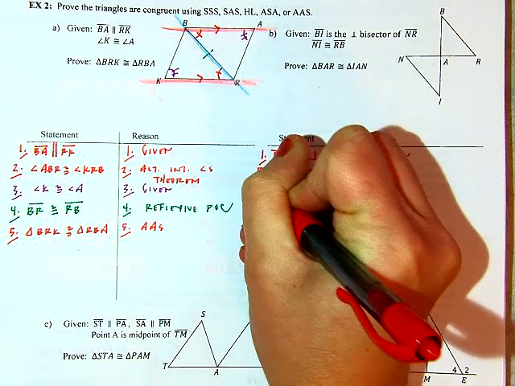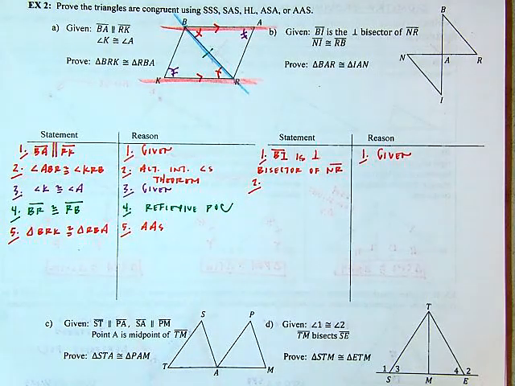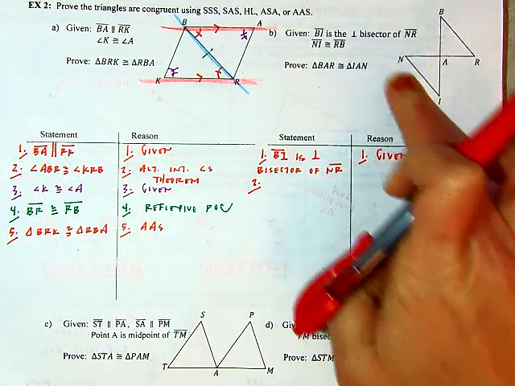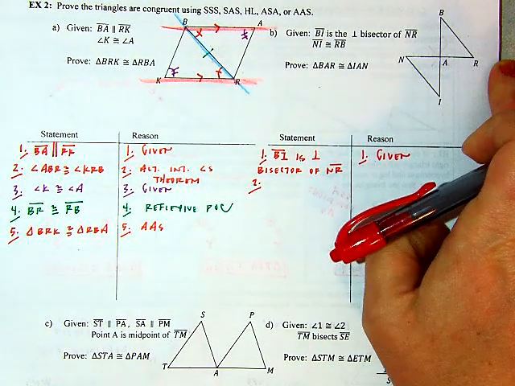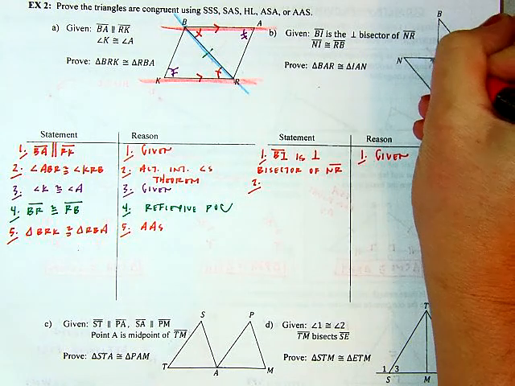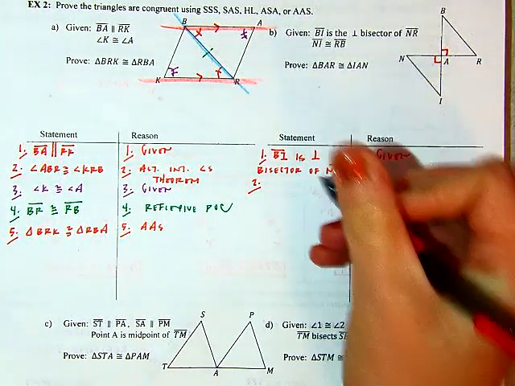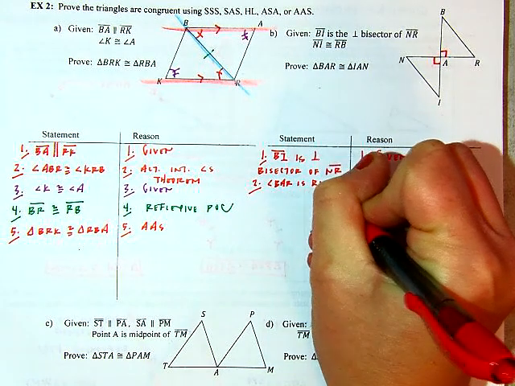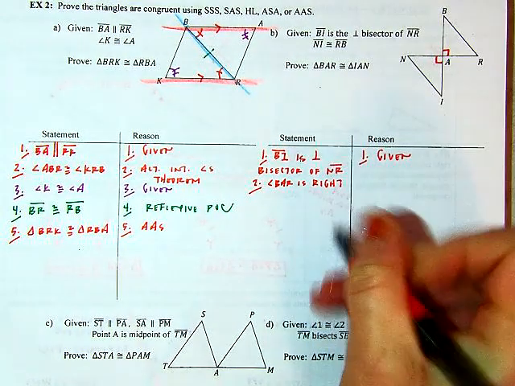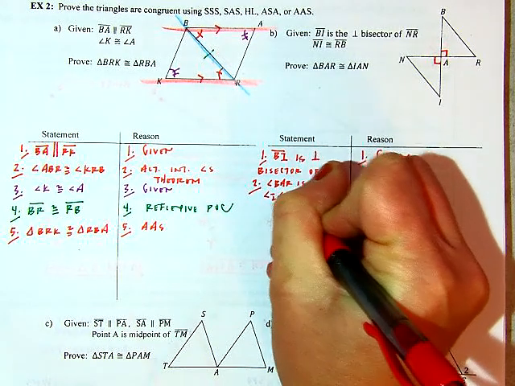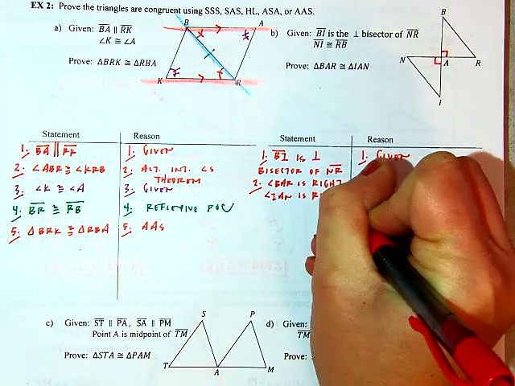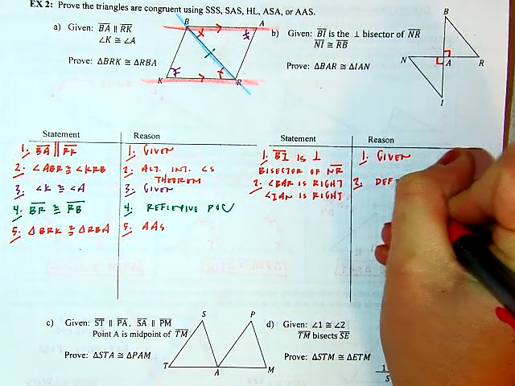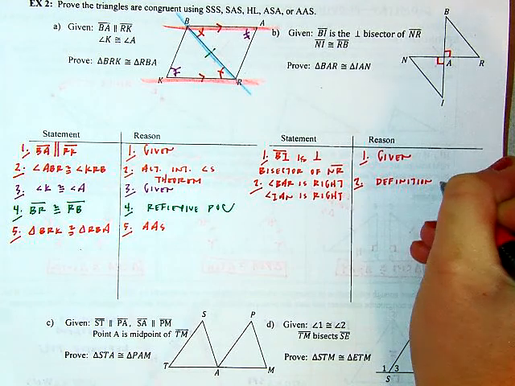All right, so what does that mean to be a perpendicular bisector? So we're saying that BI, this segment, is the perpendicular bisector of this segment. Well, the first thing that I probably take from it is that if I see perpendicular, that creates right angles. So I can say that angle BAR is right. And I can also say that IAN is right. That's what it means to be perpendicular. It creates these right angles. So here I'm citing the definition of perpendicular.